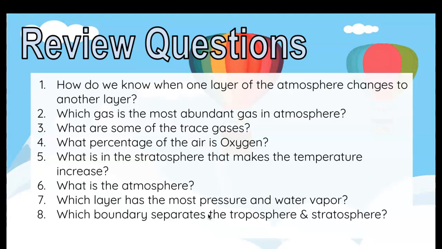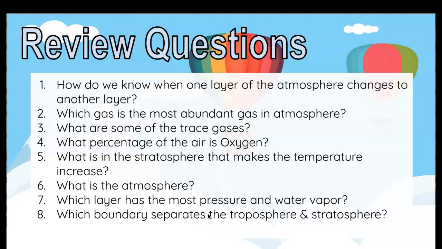Number 6, what is the atmosphere? The atmosphere is an envelope of gases that surround the Earth. It has solid particles. It has liquid particles because remember, the air is never just pure, clear, clean air. There are always particles in the air. So the atmosphere is the mixture of gases and the liquid and solid particles that are in the air.